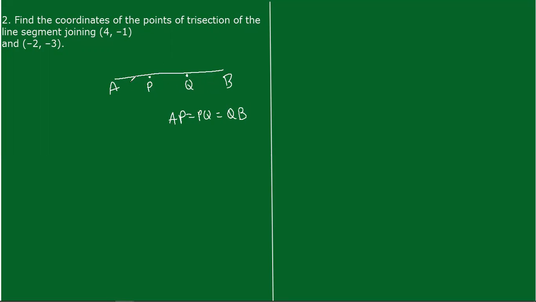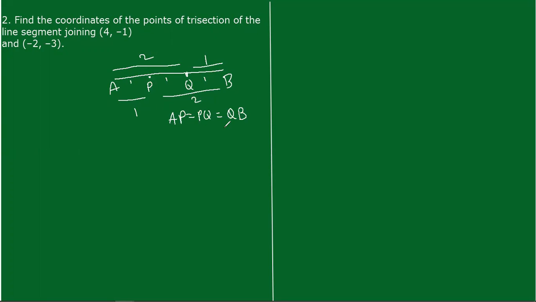So here each distance, if you take 1 unit, this is 1, 1, 1. Here we have to find the point. If you want to find the point P, this point P is dividing the line segment AB in the ratio 1:2. Now coming to Q, this Q is a point dividing the line segment AB in the ratio 2:1, right? This is the main thing we have to understand.